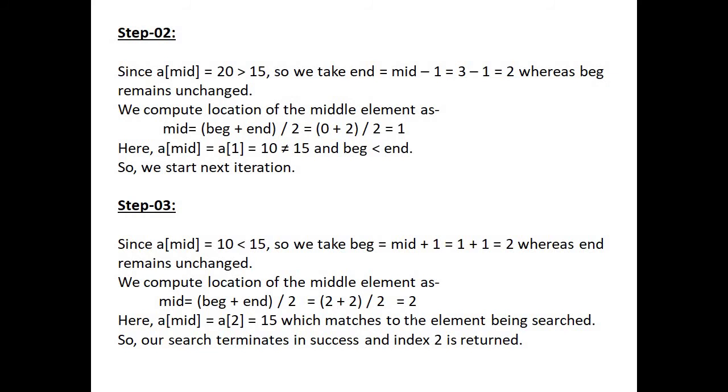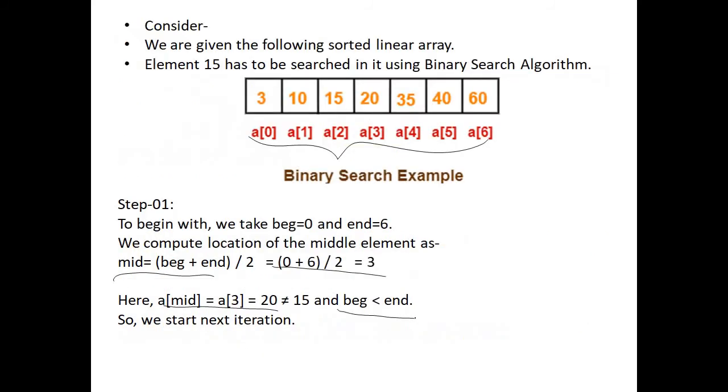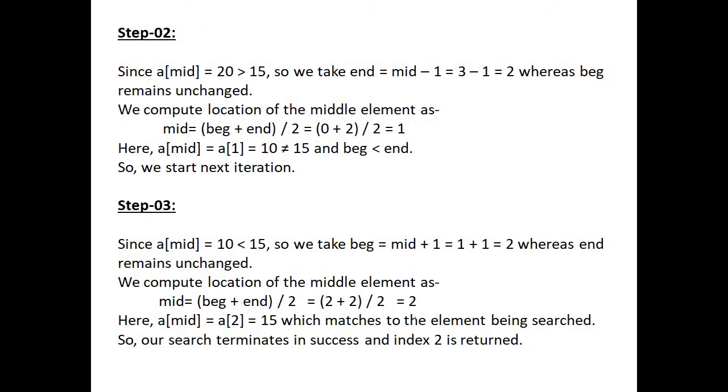In the next iteration, again we need to check a of mid. At a of third cell we are having 20. Is it greater than 15? Yes. Then what we do is end equal to mid minus 1, meaning the element is available on the left hand side. That's why we are moving end to the left side. End equal to mid minus 1, that is 2, and begin as usual is 0 only. I will calculate the middle, begin plus n by 2, means 0 plus 2 by 2, means 1. So we need to check the first cell.